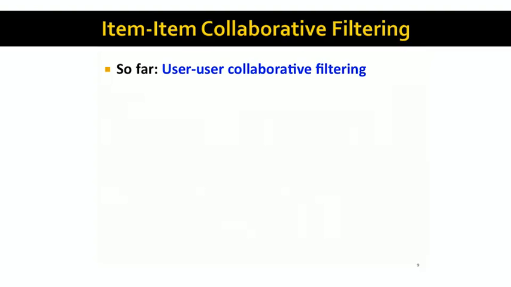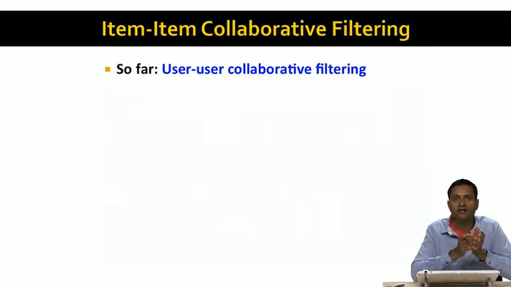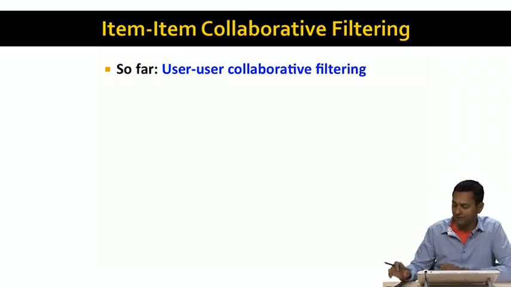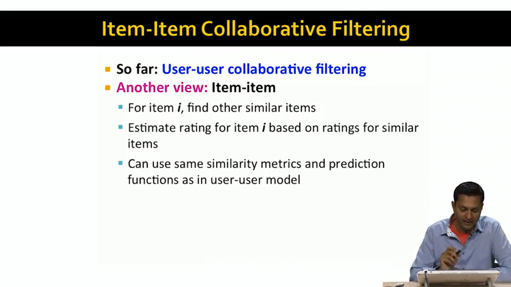The technique that we've used so far is called user-to-user collaborative filtering, because given a user, we try to find other users that are similar to that user and use the ratings of those users to predict the ratings of the user that we started out with. A dual approach is item-to-item collaborative filtering. The basic idea is simple. Instead of starting out with a user and finding similar users, we start out with an item I and find similar items to item I. Then we estimate the rating for item I based on the ratings for other similar items.